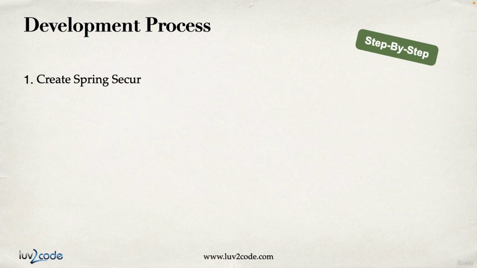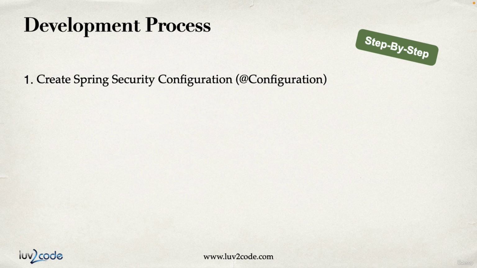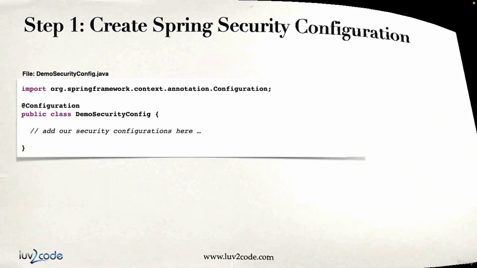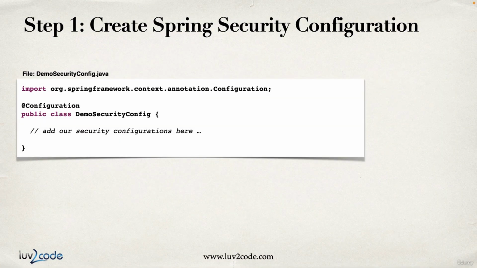Now let's take a look at our development process. The first step is creating a Spring Security configuration class, and then we'll add the users, passwords and roles. Creating a Spring Security configuration is simply a class, and we give the configuration annotation, and then inside of this class, we'll set up our security configurations, and we'll flesh that out in this video.